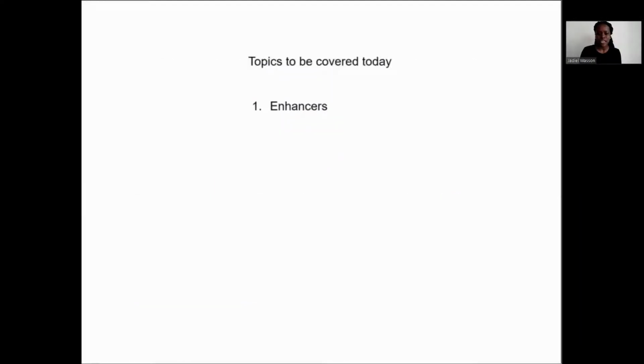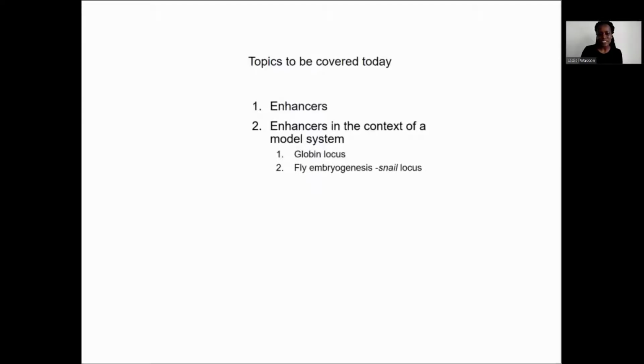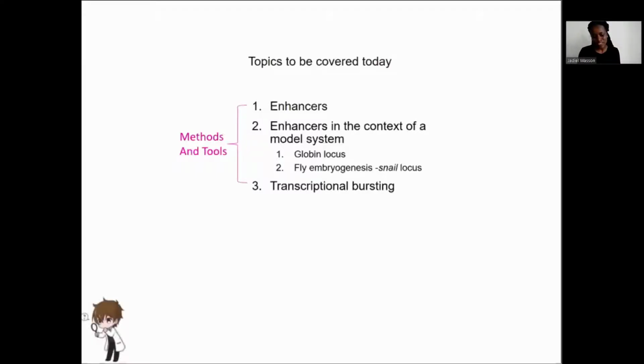So the topics I will cover today are enhancers, exactly what they are. Enhancers in the context of a model system. I will specifically focus on the two that they look at in the two papers, which include the Globin locus and also the Snail locus in the context of fly embryogenesis. And finally, I will discuss transcriptional bursting. Throughout this PowerPoint, I will introduce methods and tools that will help you understand the experiments that were performed in these papers. And the presence of the methods and tools will be denoted by the presence of this little guy in the corner.